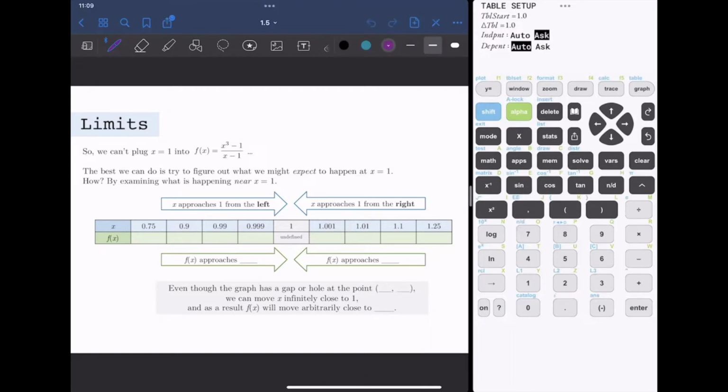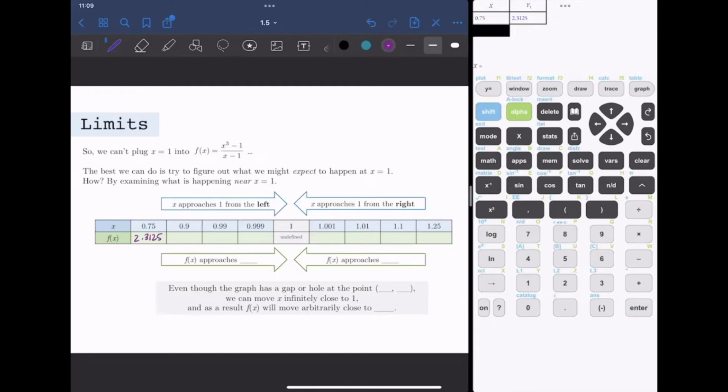Then if we go to Table, which is Shift Graph, Table above the Graph button, if you have it on ask, then this should be empty. So if we tell it what x value we want to plug in, which is 0.75, and hit enter, it gives us the y value out. So it's 2.3125. So let's organize this in our table, 2.3125.